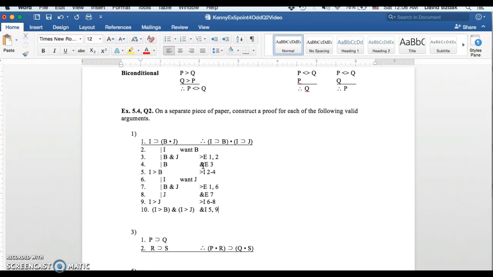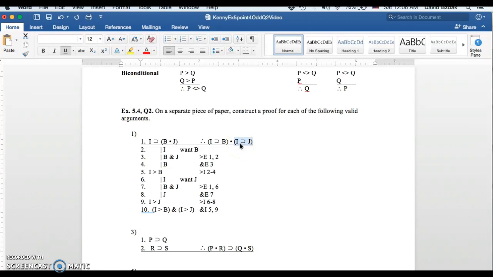Because again, you can use conditional introduction not just to get the entire conclusion, but even if you want to get a part of a conclusion. So we used one conditional introduction to get this part. We used another conditional introduction then to get this part. And then we used a conjunction introduction to put them together to get our conclusion.